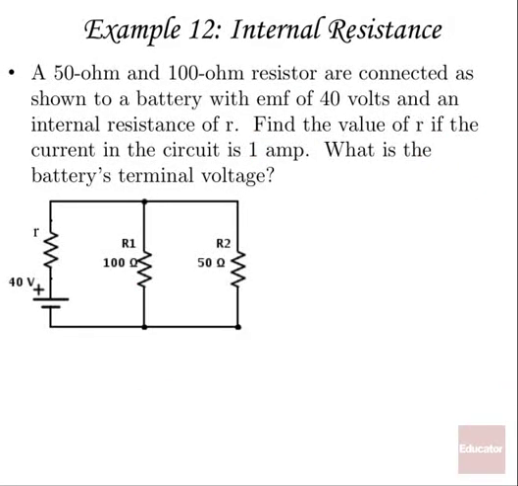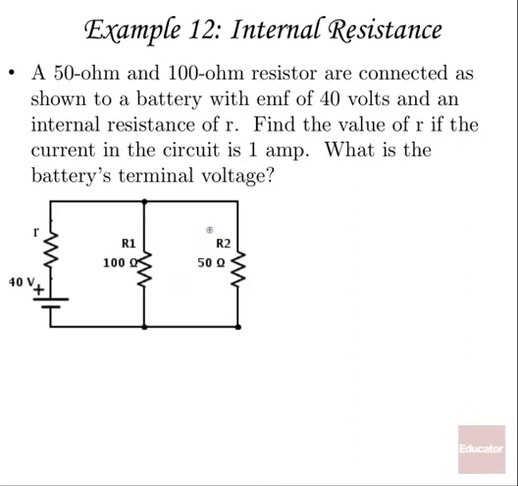All right, let's do a problem with internal resistance now. We've got a 50 ohm and a 100 ohm resistor connected as shown to a battery with an EMF of 40 volts and an internal resistance of R. So there it is. Here, this entire thing is our battery. Find the value of R if the current in the circuit is 1 amp. What's the battery's terminal voltage?